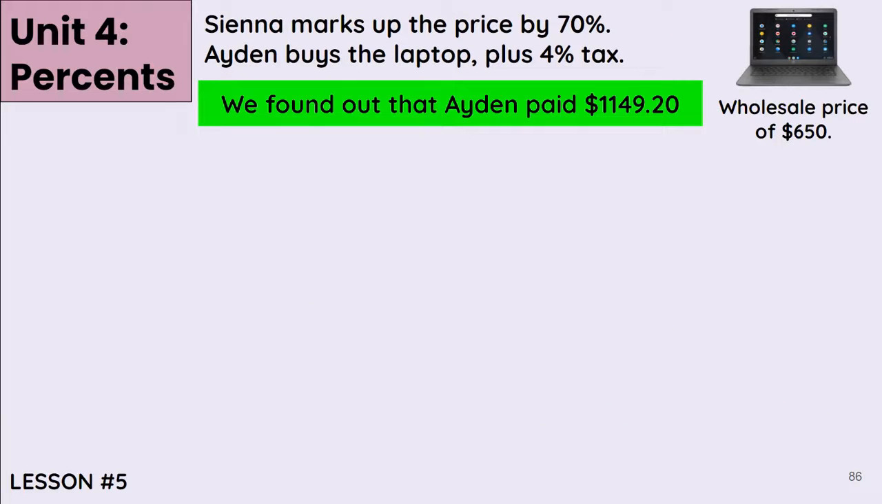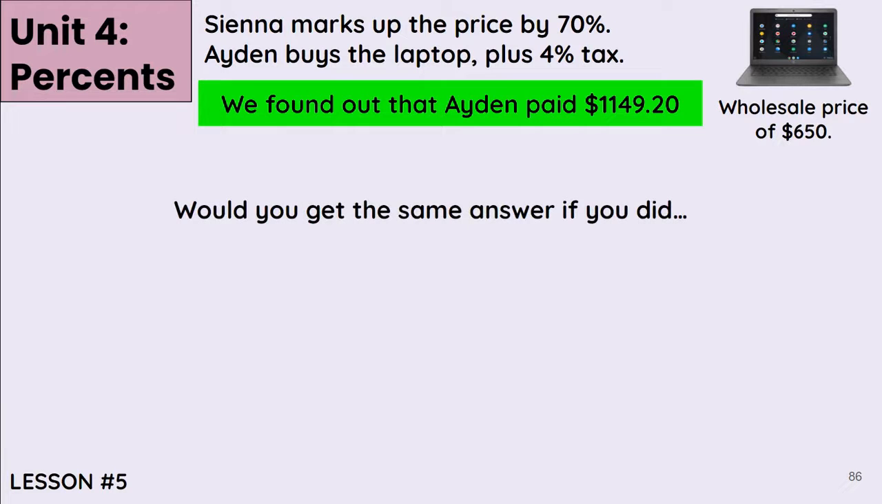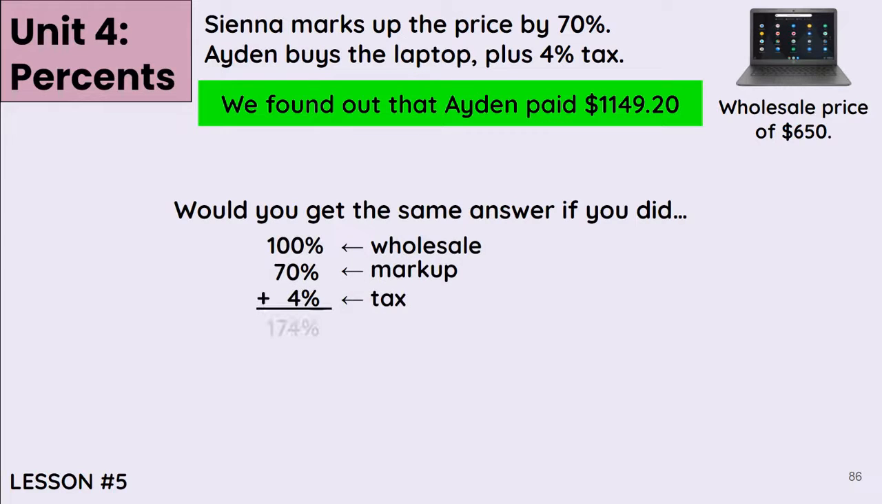So we found out that Aiden paid $1,149.20. Would we get the same answer if we did this? You have to pay 100% of the wholesale price, 70% for the markup, and 4% for tax, which is 174%. Try it out. I want you guys to do 1.74 times 650 and see if you get the same price as we did in the last slide.